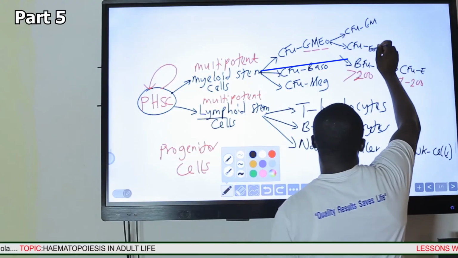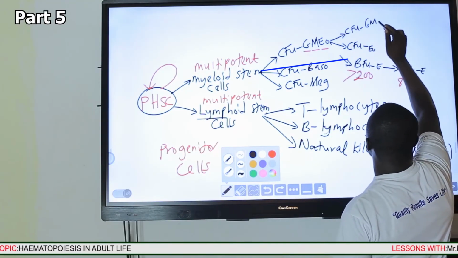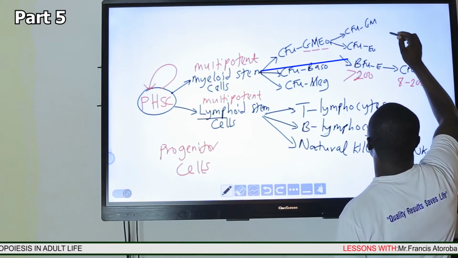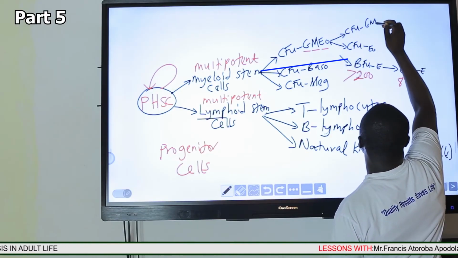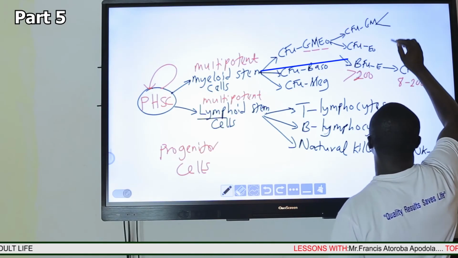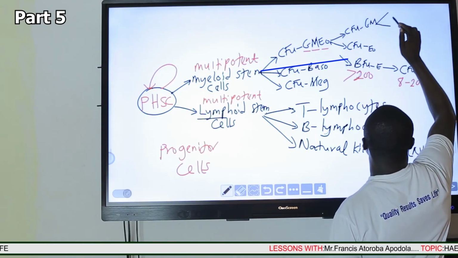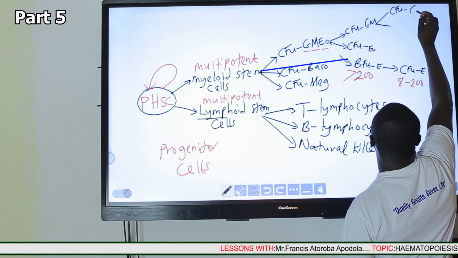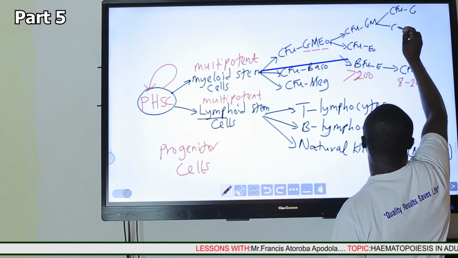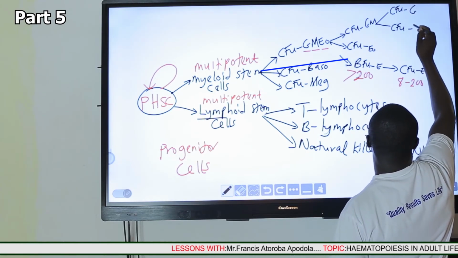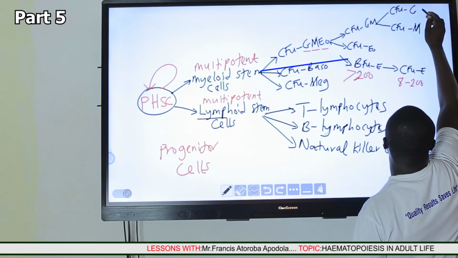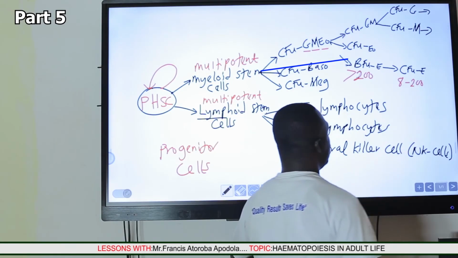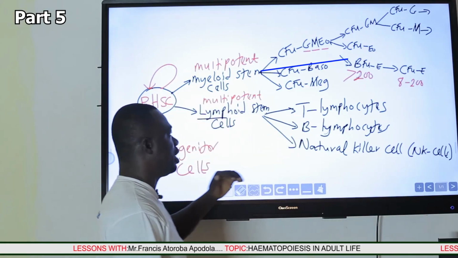Now, this colony forming unit granulocyte monocyte is actually not committed. So we want to get a more committed colony forming unit. So this will undergo further differentiation, and we will have our colony forming unit granulocyte and our colony forming unit monocyte. The colony forming unit granulocyte will now give rise to the terminally differentiated cells.